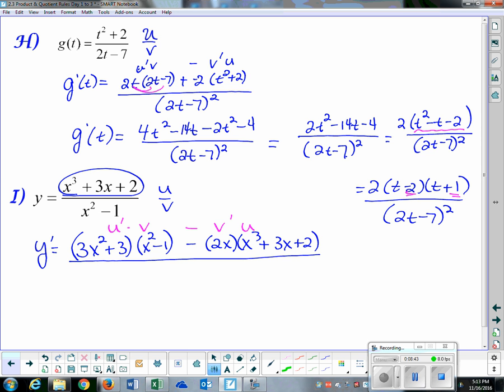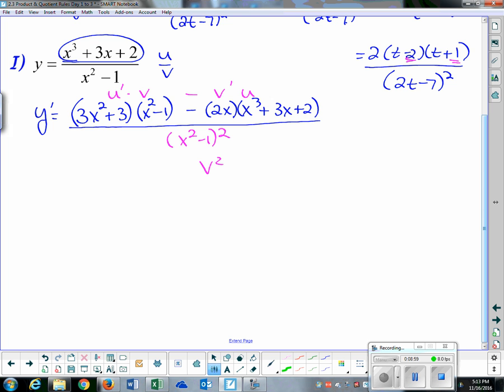Writing the denominator is easy. It is simply V squared. So it's going to be an x squared minus 1 quantity squared. Okay? It looks like a lot of fun. We have an algebra step ahead of us where we have to do some foiling, of course. So y prime, this is what becomes the pain when you're working with product and quotient rule: there is a fair amount of algebra skills that we must do.